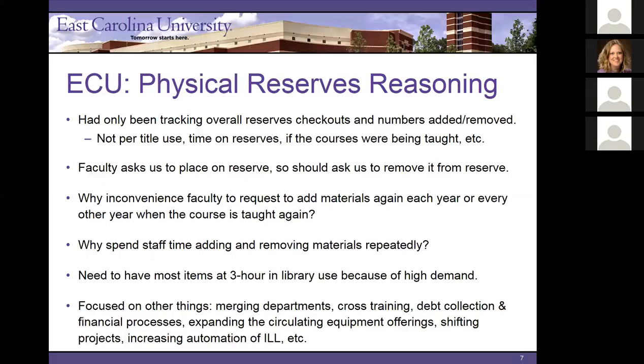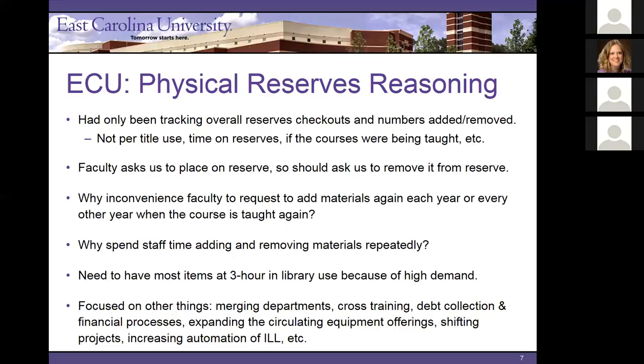The thought was also, though, why inconvenience faculty to make them add things on course reserve and take them off and then add them back the next year when the course came around to teach again in the fall? Why not just leave things on course reserve? It's easier for the faculty, it's easier for the staff. We don't have to spend the time, we don't have to spend all the money on all the stickers and then take the stickers all off the books and all of that.